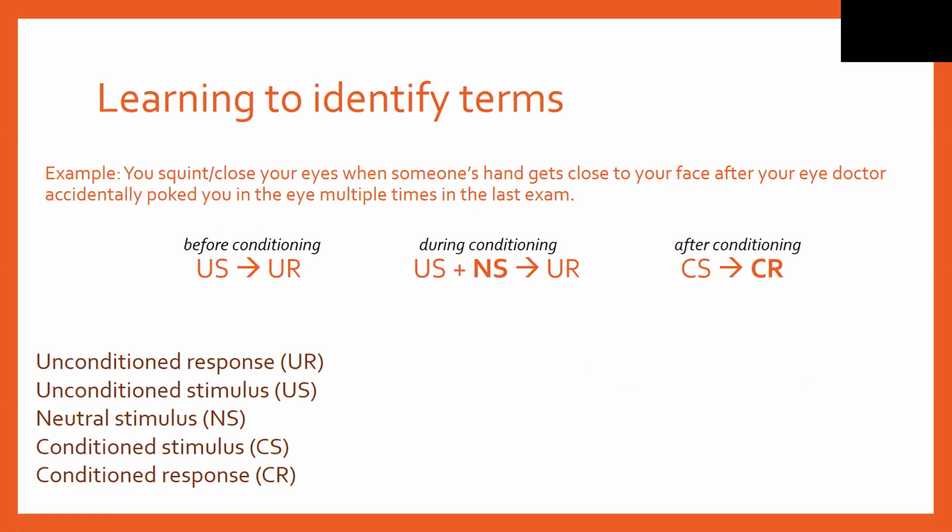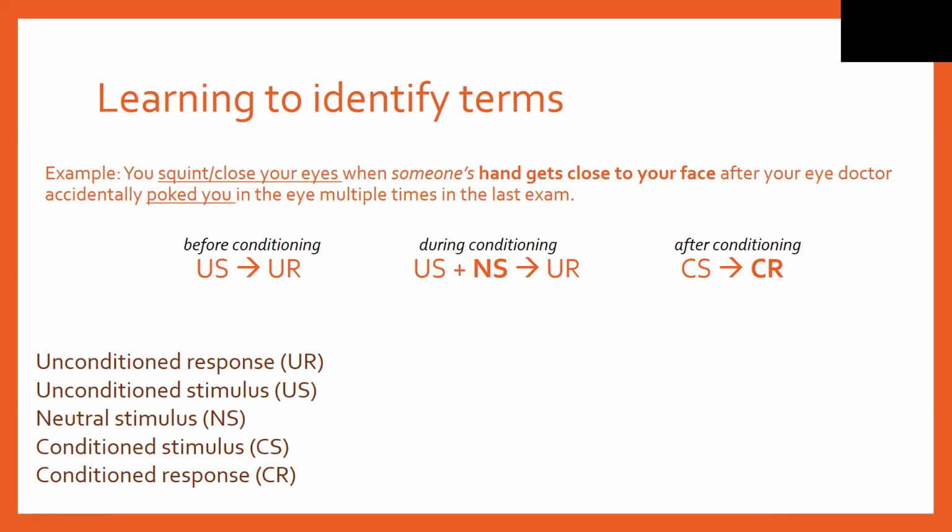Okay, here's another example. So let's say you squint and close your eyes. This is actually true for me. You squint and close your eyes when someone's hand just gets anywhere close to your face. You're very flinchy, okay, let's say that. When someone's hand gets close to your face because you went to an eye doctor who accidentally poked you in the eye multiple times in the last eye exam. And so now you're just really flinchy around your face because when his hand was close to your face, he ended up poking you a bunch in the eye, okay? So this is the example.